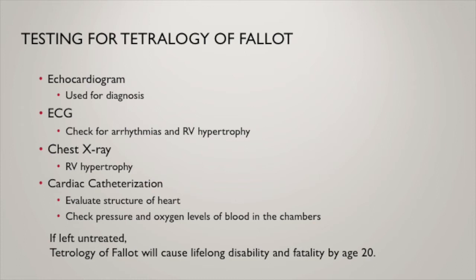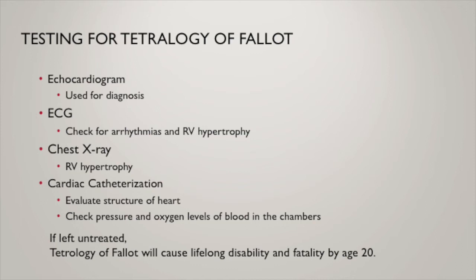There are several tests that physicians use to diagnose a patient with Tetralogy of Fallot. The most definitive test is an echocardiogram, which uses sound waves to produce moving images of the heart, allowing the physician to determine if there is a ventricular septal defect and where it is. They also use the echo to look at the pulmonary valve and the artery, right ventricular hypertrophy, and positioning of the aorta. Doctors will also use ECGs to check for arrhythmias and chest x-rays to see if there is any hypertrophy of the right ventricle.